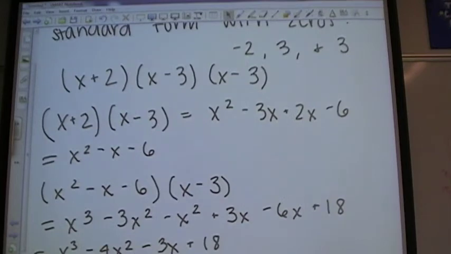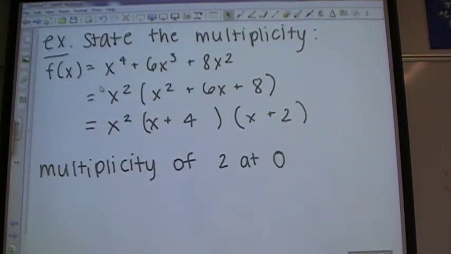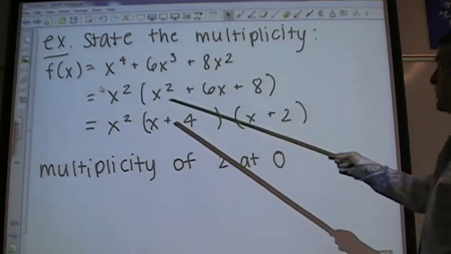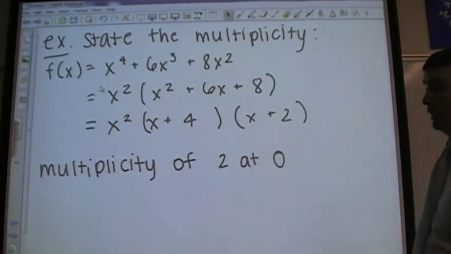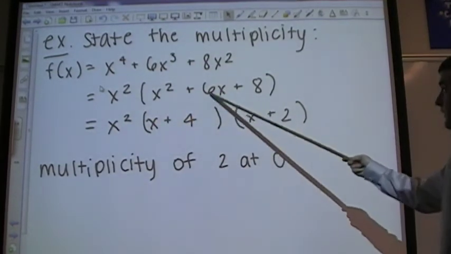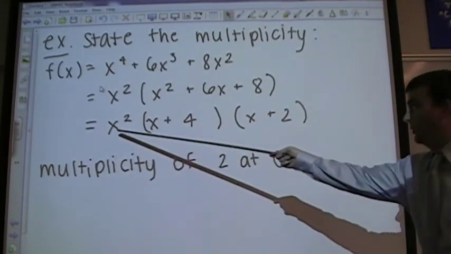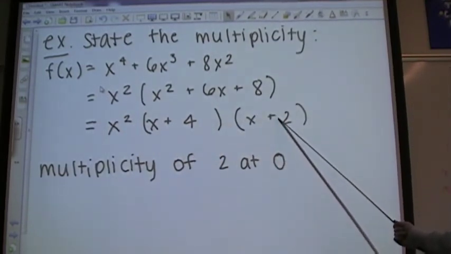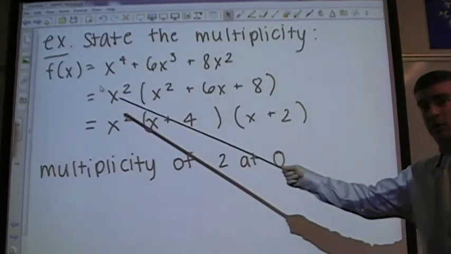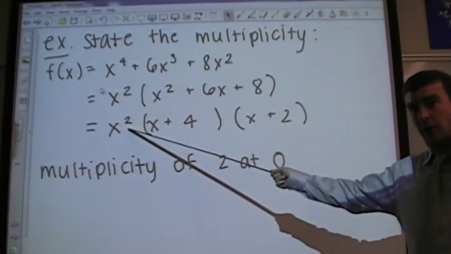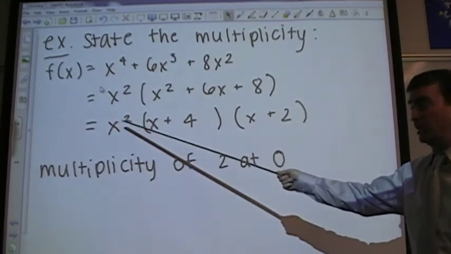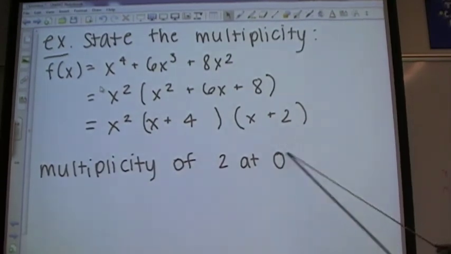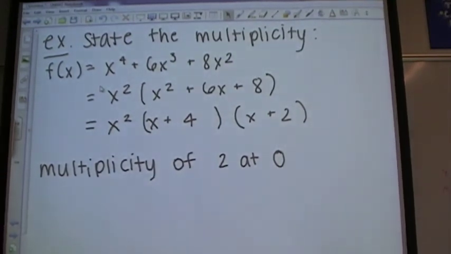Okay, so the next one, state the multiplicity. First thing we have to do is get this in factored form. So your GCF, x squared, and then factor this. So my zeros from here are -2, -4, 0, and 0. Right? Because you have x squared. If it was just x, it would be 0. But we have 0 and 0, so I have a multiplicity of 2 at 0. That would be how you state the multiplicity.